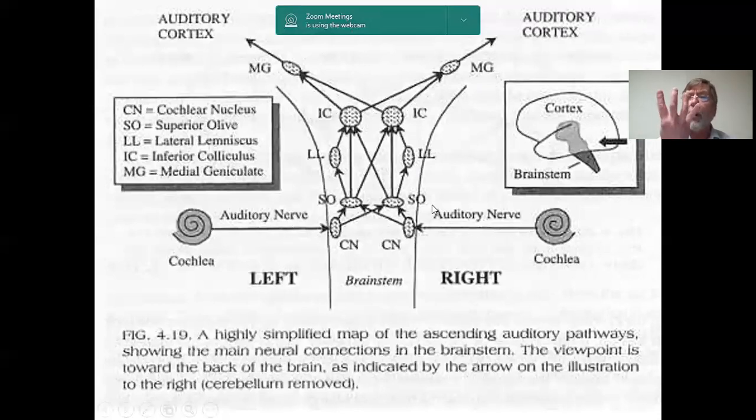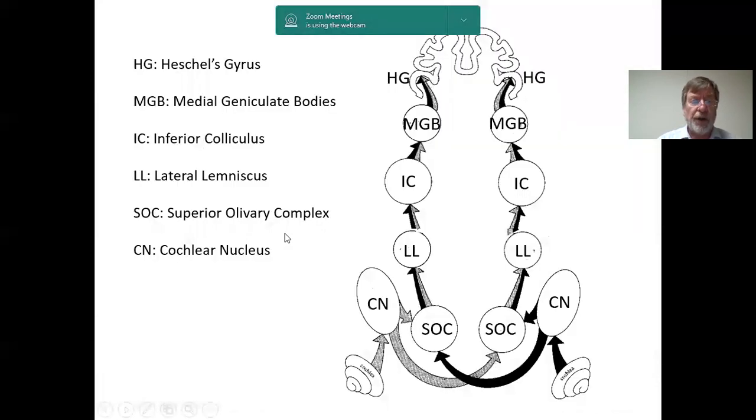You have 4 pit stops in the brainstem: cochlear nuclei, superior olivary complexes, lateral lemniscus, and inferior colliculus. And we'll talk about each of them. And then MG is medial geniculate body, and then from there to the auditory cortex. So here's your breakdown of it. Okay? So now we'll go and look at our notes.